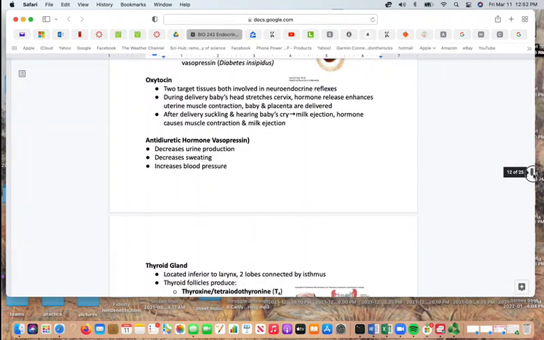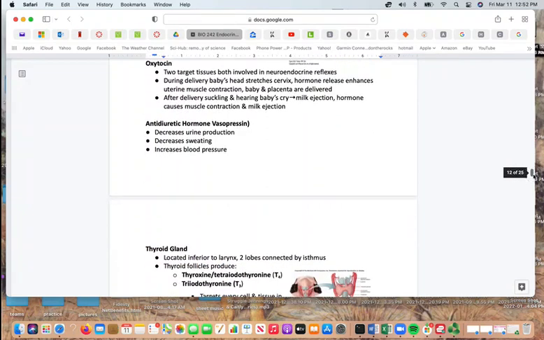Antidiuretic hormone, this is going to decrease urine production. So a diuretic is a substance that causes more urine production. Antidiuretic is going to shut it down. It's trying to conserve water, so it's also going to decrease the amount of fluid lost in sweat, and it helps to increase the blood pressure. So when the blood volume is lower, you need to increase the pressure to maintain blood flow to the head.